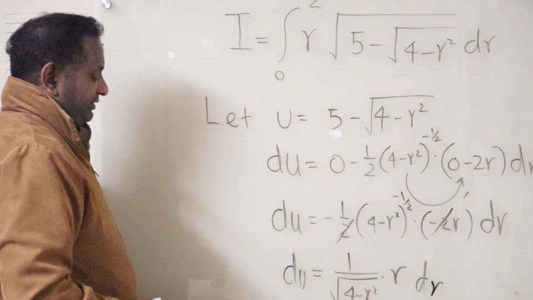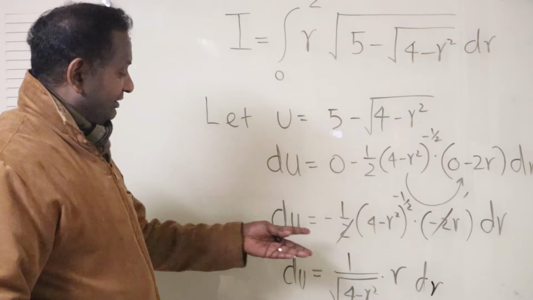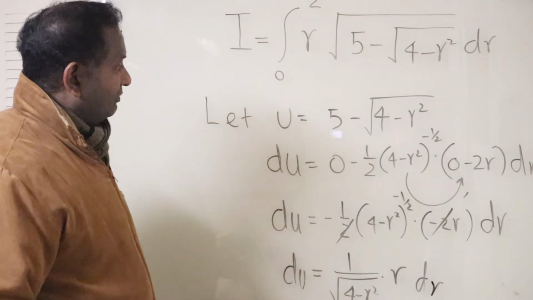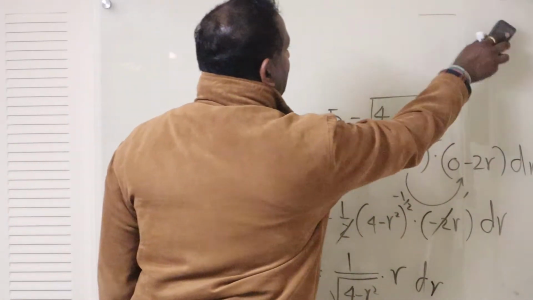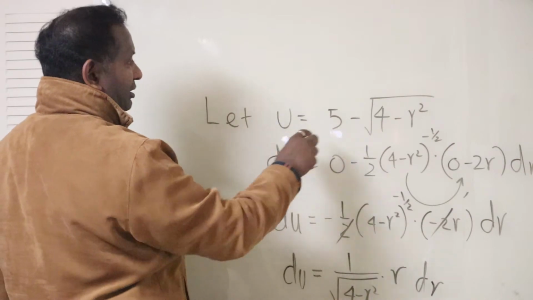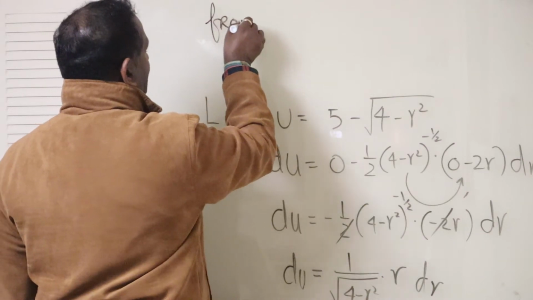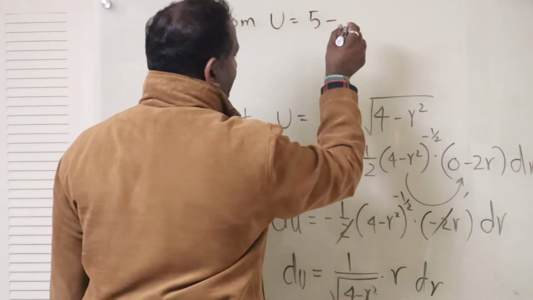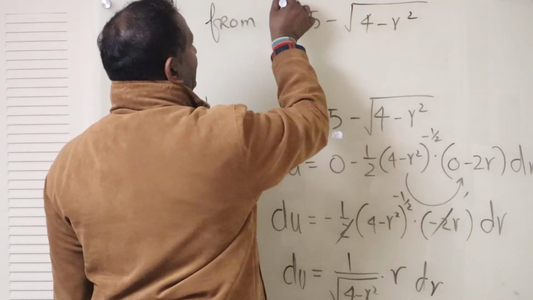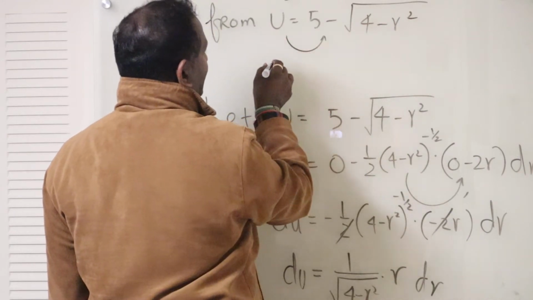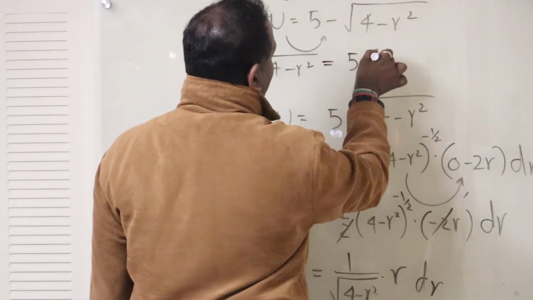It seems like at the end of the day we have to get rid of r in this expression. There are still some r terms involved. So I'm going to go back to this u and try to get the whole thing in terms of u. From u equals 5 minus the square root of 4 minus r squared, I can easily bring the square root to one side and the u to the other side. In that way, the square root of 4 minus r squared is nothing but 5 minus u. See?